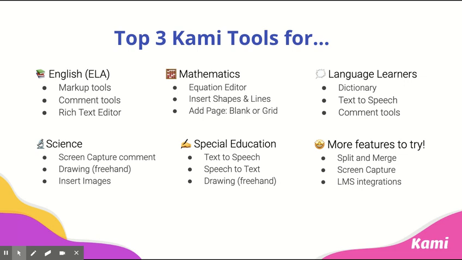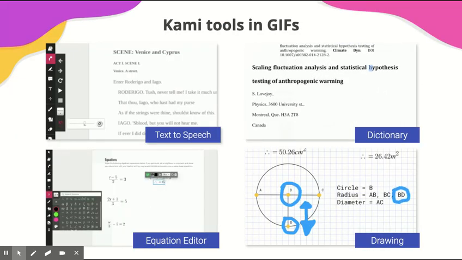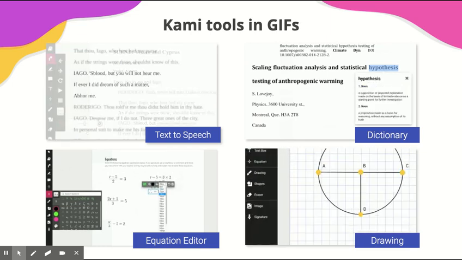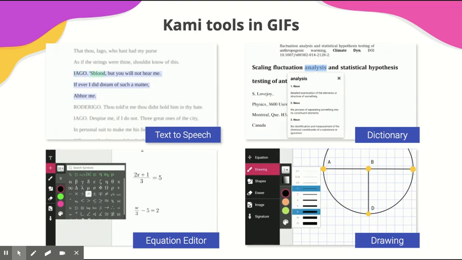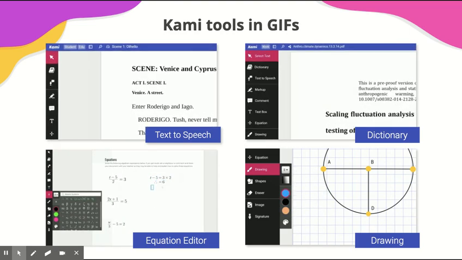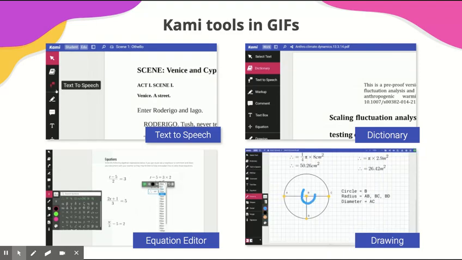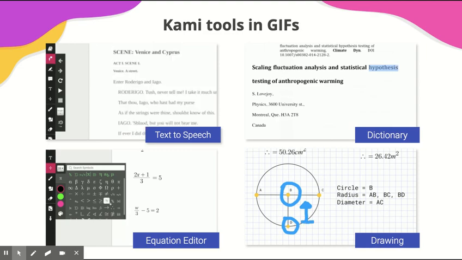These are some of the top 3 Cami tools for different subject areas. We're going to get into these different tools in just a moment. You'll notice here that these tools are being emphasized to show you how they can be used in the classroom. So we have evidence here of the text-to-speech tool or how the dictionary tool could support a language learner. You can see down below, they're showing how the equation editor might be used in a math class or the drawing tool.